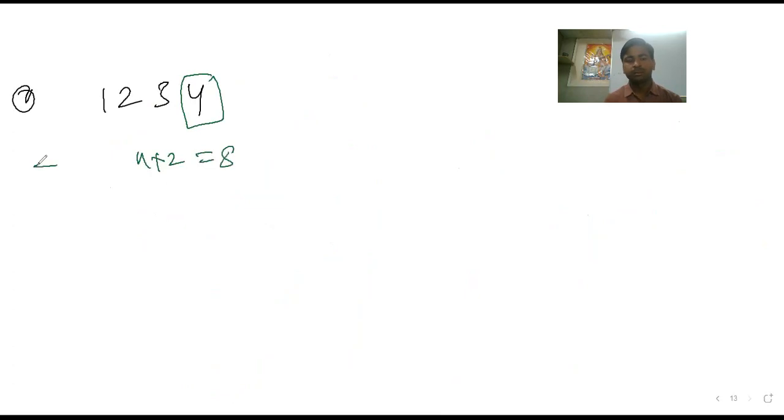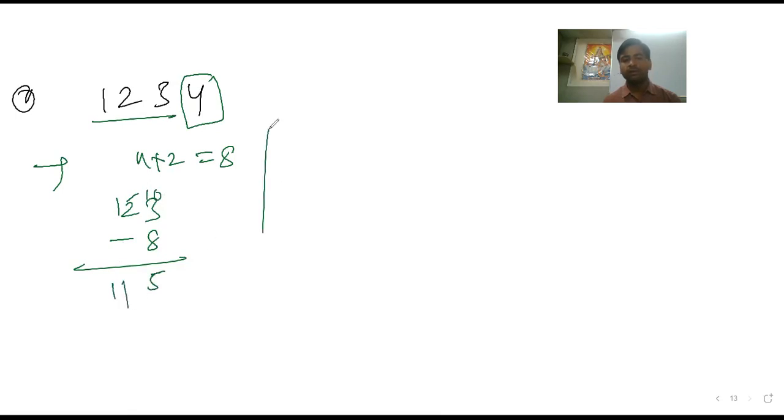Next, one more example for your convenience. I take the number 1234 and check it. Step 1: take the last digit, 4 twos are 8. Subtract 8 from 123. 123 minus 8 gives 115. Now it is 115, so the 4 digit number becomes a 3 digit number.